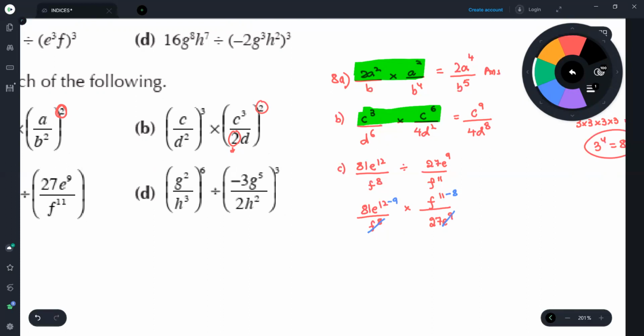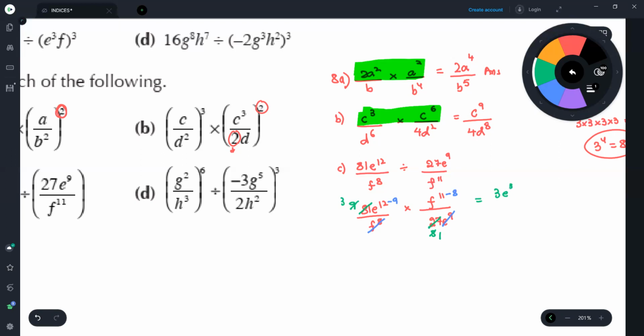Now, anybody who could tell me 9 how many times is going to be 27? 3 times. And 9, 3 times, and then 3, one times. And 3 how many times is 9? 3 times. I want you all to read out the numerator only. So it's going to be 3, the number is 3. What is e raised to the power? e is raised to the power 3.